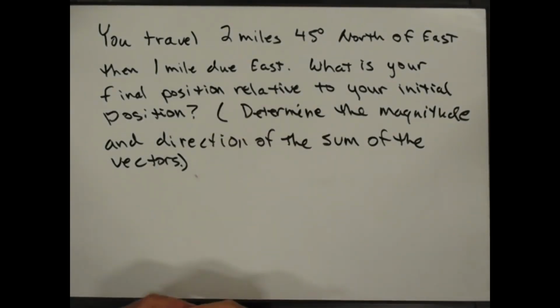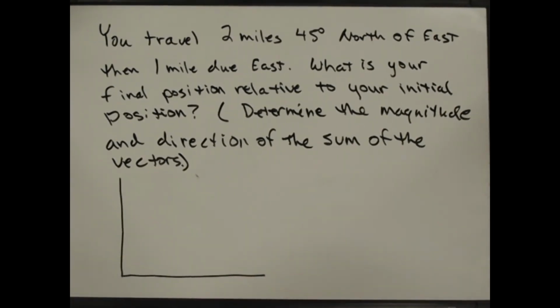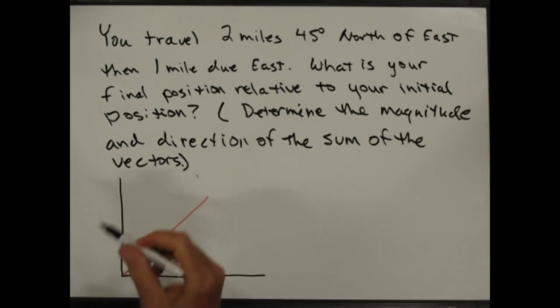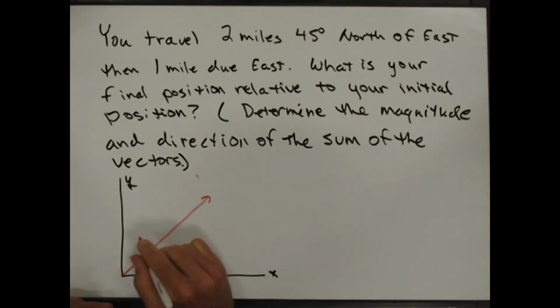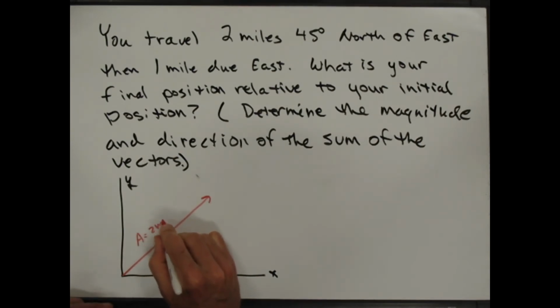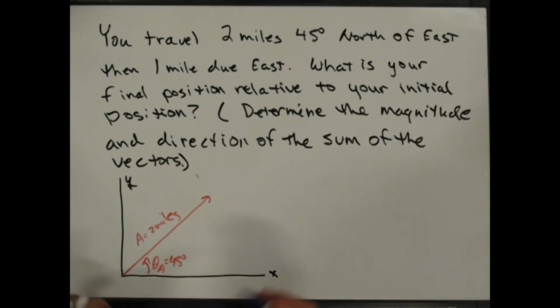So in this problem, you travel 2 miles, 45 degrees north of east, and 1 mile due east. What is your final position relative to your initial position? So I'll draw this. Say, use a different colored pen, right? And so this is my y-axis, and this is my x-axis, and this is my vector A, right? And A equals 2 miles. And this angle, theta A, is 45 degrees. And then after I've done that, I go 1 mile this way.